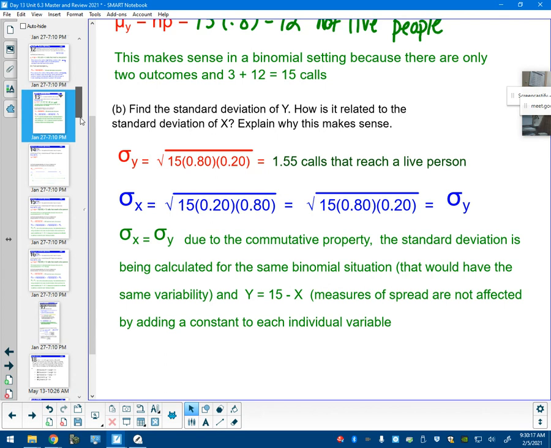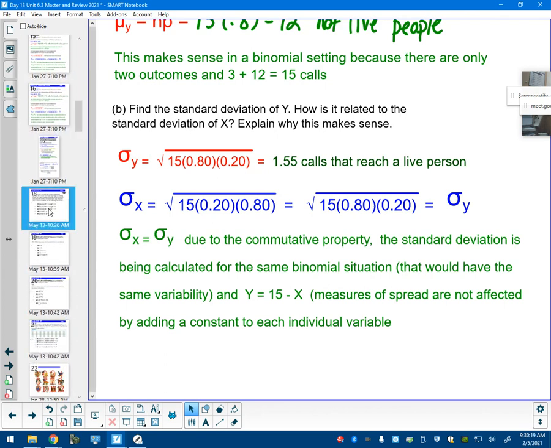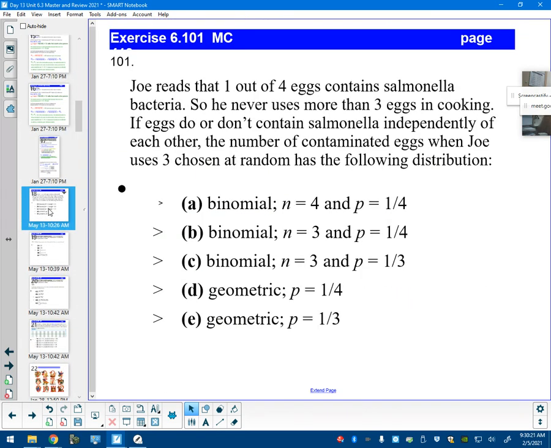Okay, so for the first multiple choice problem, apparently Joe has found out that 25% of eggs contain salmonella. So he's only ever going to use 3 because that 4th one that he would pick up was, of course, going to be the bad one.